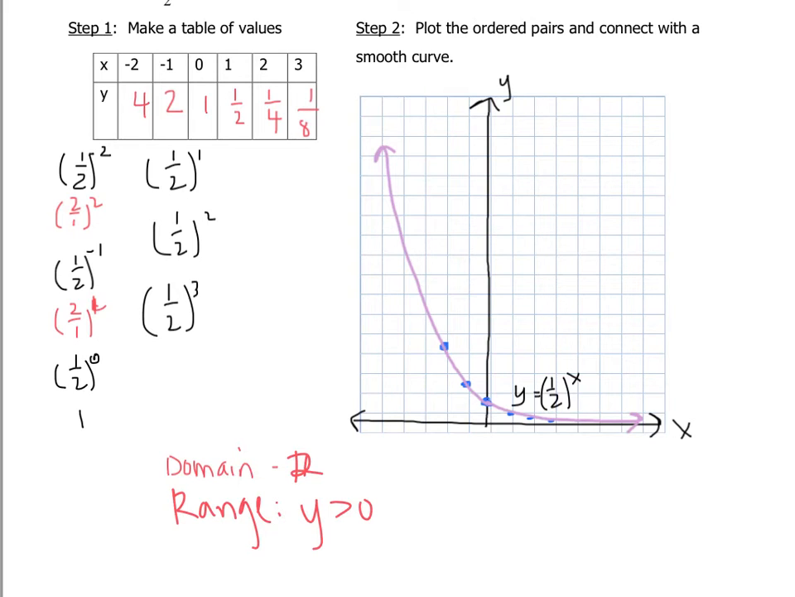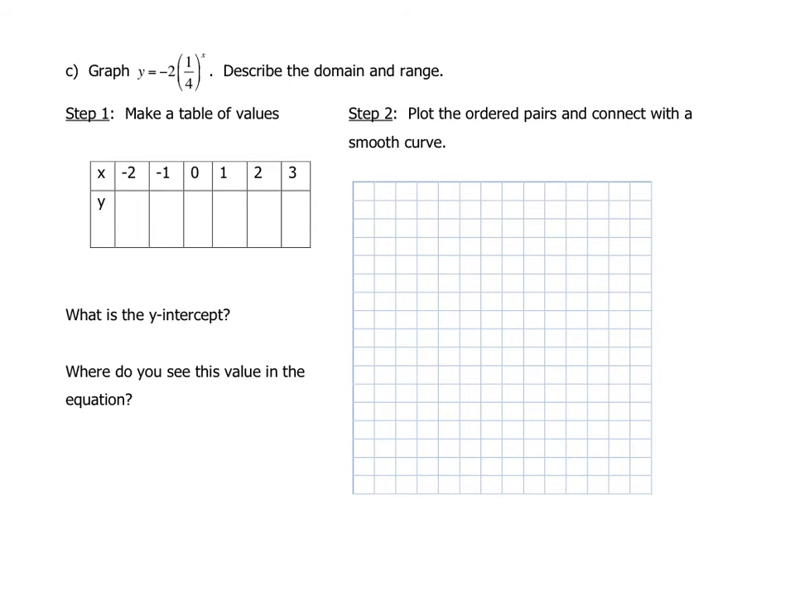And let's check out the next one. Okay, so I'm not going to show the work for letter C, graph y equals -2 times 1/4 to the x. I'm just going to put the numbers in the chart. So pause the video, just see if you can fill in your chart, and then pick up with me.